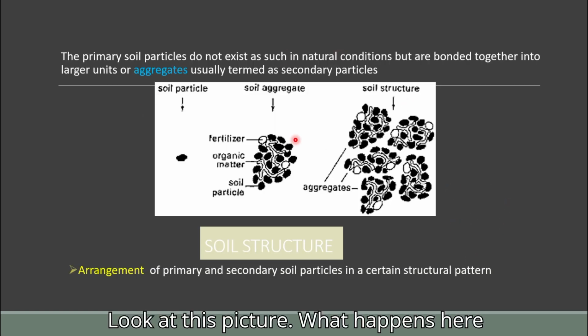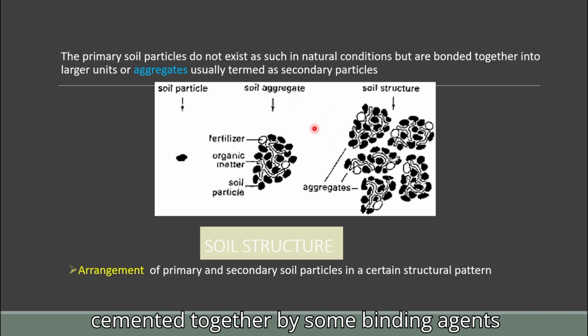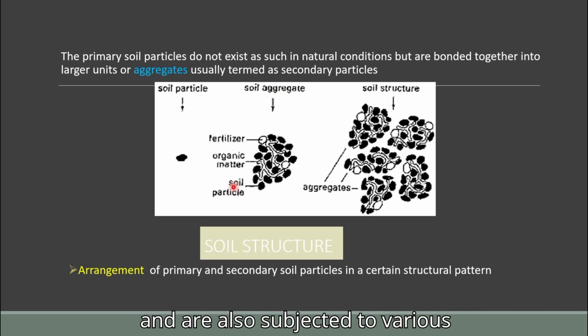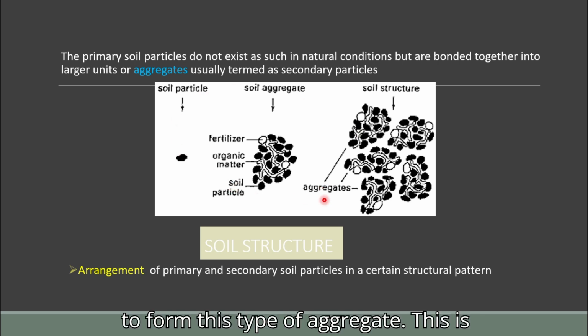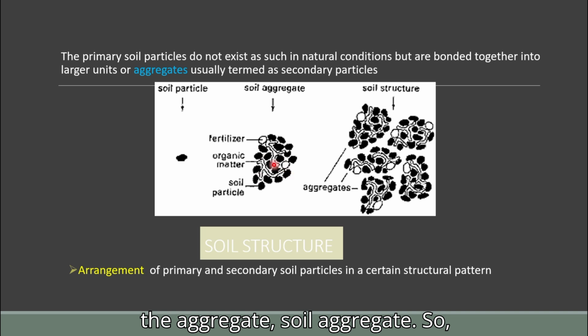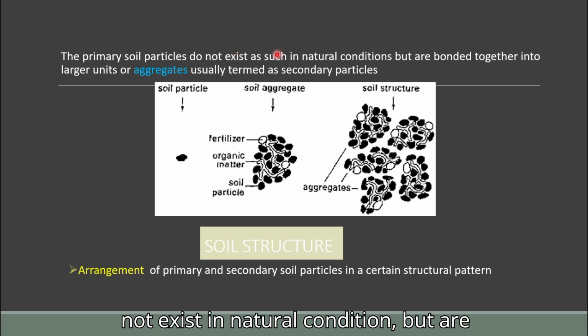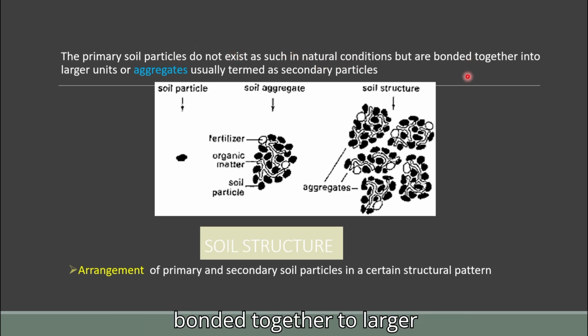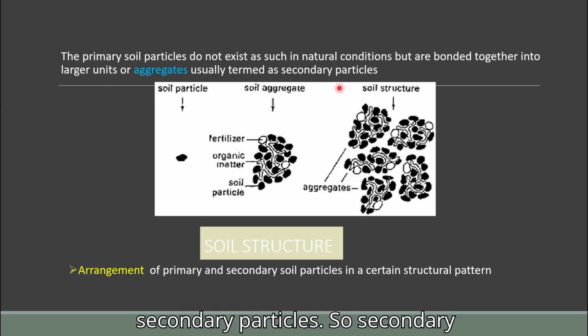So look at this picture. What happens here is that various soil particles are cemented together by some binding agents and are also subjected to various physical, chemical, or biological processes to form this type of aggregate. This is the soil aggregate. Another name is secondary particles. So primary soil particles like sand, silt, or clay will not exist in natural conditions but are bonded together into larger units or aggregates, usually termed secondary particles. So secondary particles means this one, the soil aggregate.